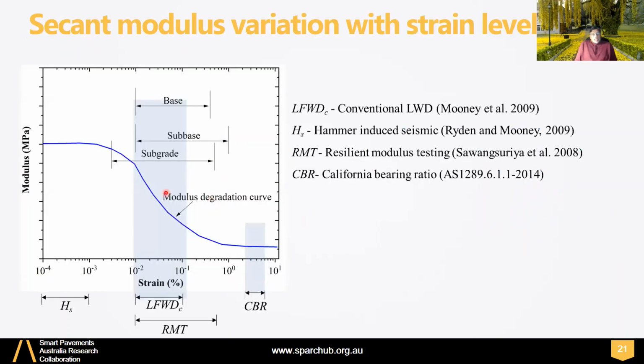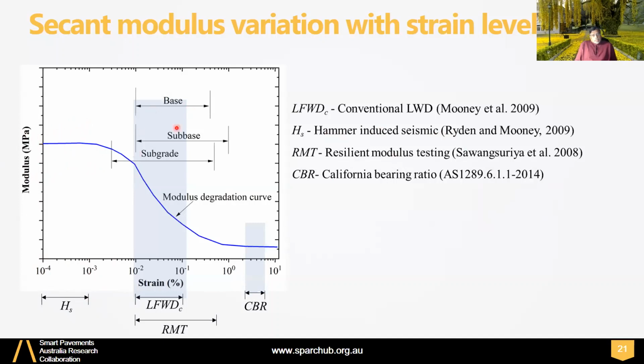So this diagram here shows the secant modulus variation with strain level. So modulus on the y-axis, strain experienced by the soil on the x-axis. So very small strains happen when there is seismic kind of loading. So HS here is hammer-induced seismic loading. So you get high modulus there, applicable for earthquakes or dynamic loading and so on.